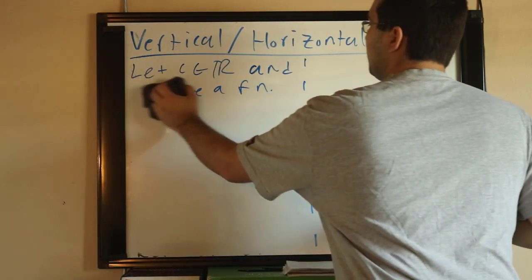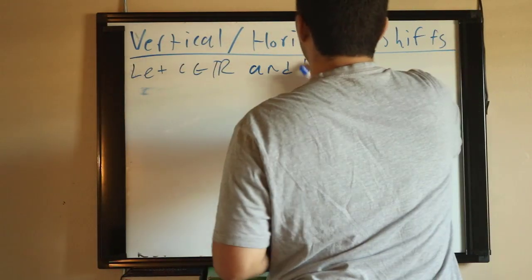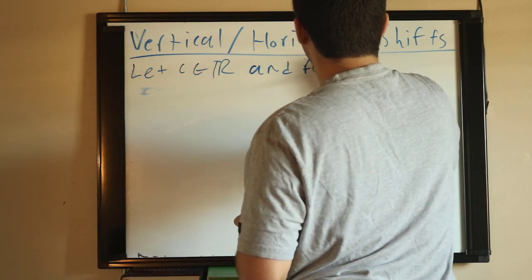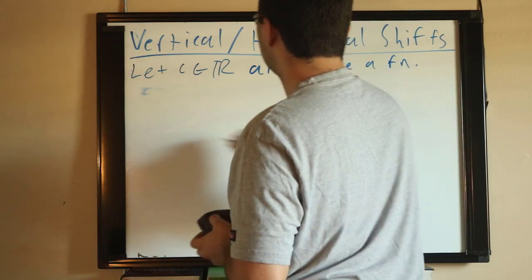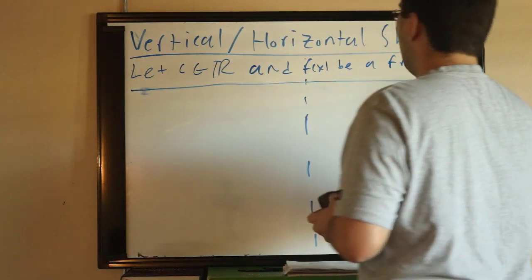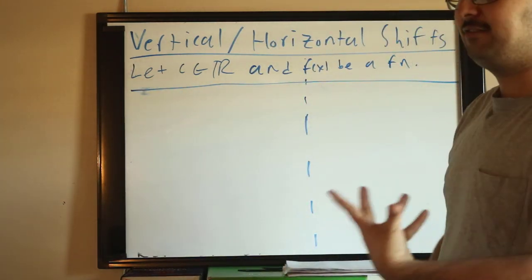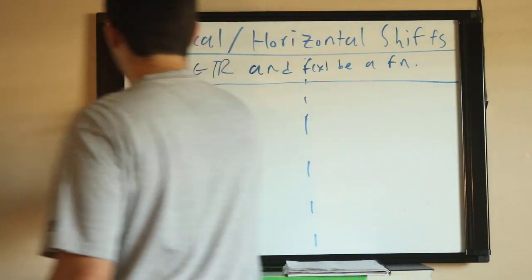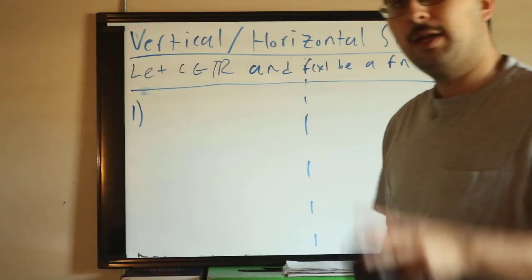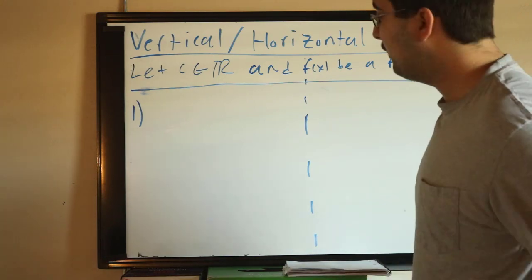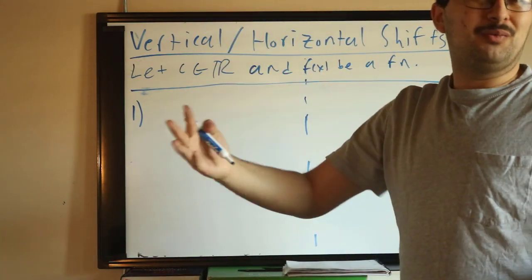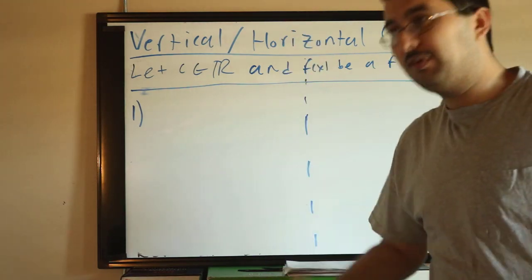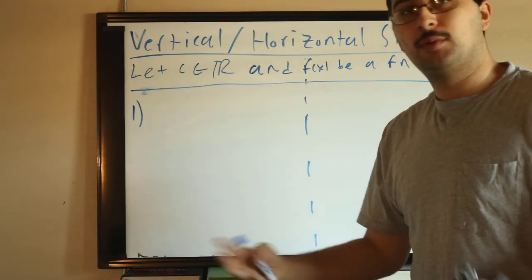Let f of x be a function. Alright, so we're going to let C be a real number, and f of x is our function. Now then, there's going to be two types of vertical translations. Well, let's think about this. Vertical, right? What are the directions you can move vertically? You can move up and you can move down. So that's exactly what we're going to describe.